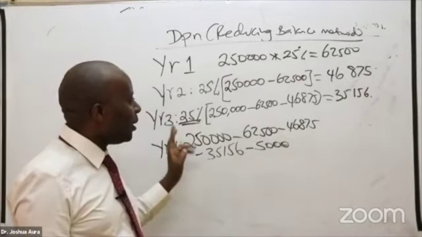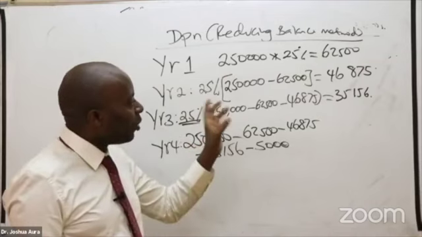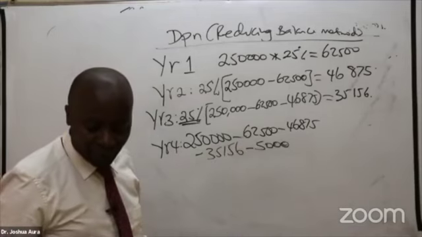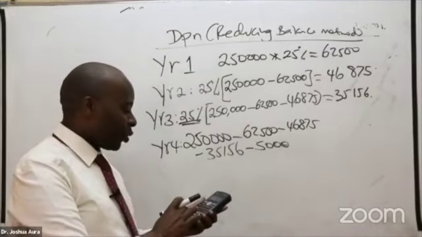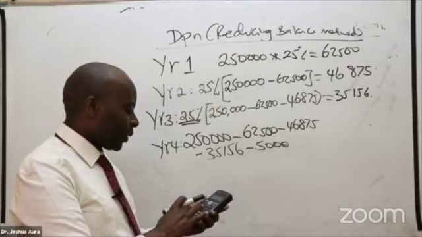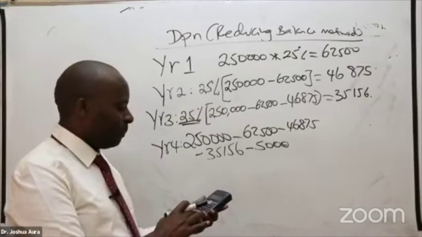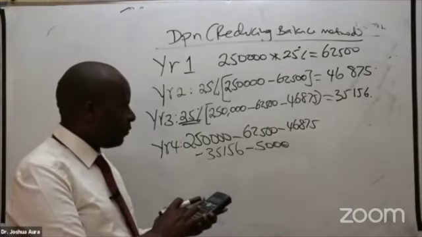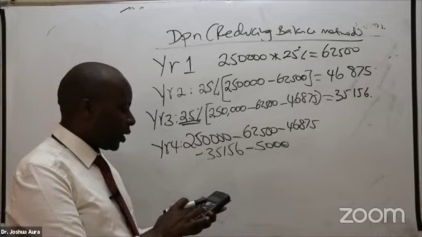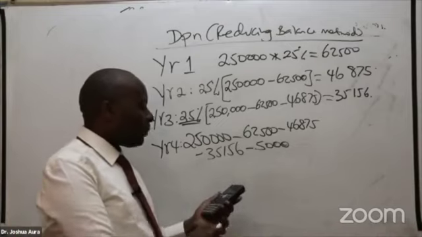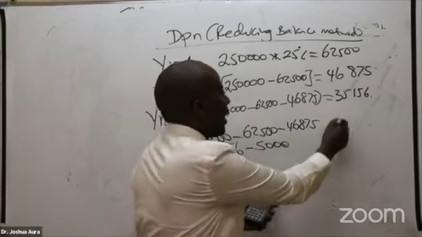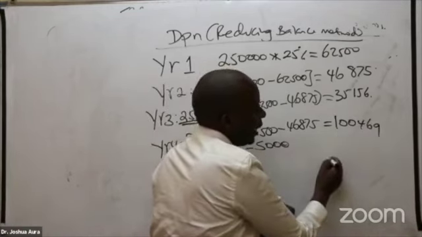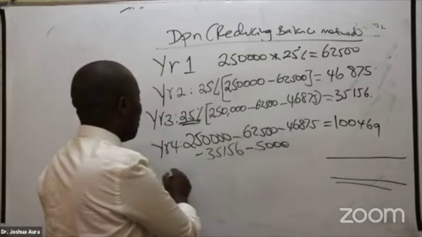Take the initial cost of the project minus all the amounts we lost in each of those years, and then, of course, minus the scrap value. So this will be 250,000 minus 62,500, minus 46,875, minus 35,156, minus 5,000, which will end up giving us, ladies and gentlemen, 100,469.